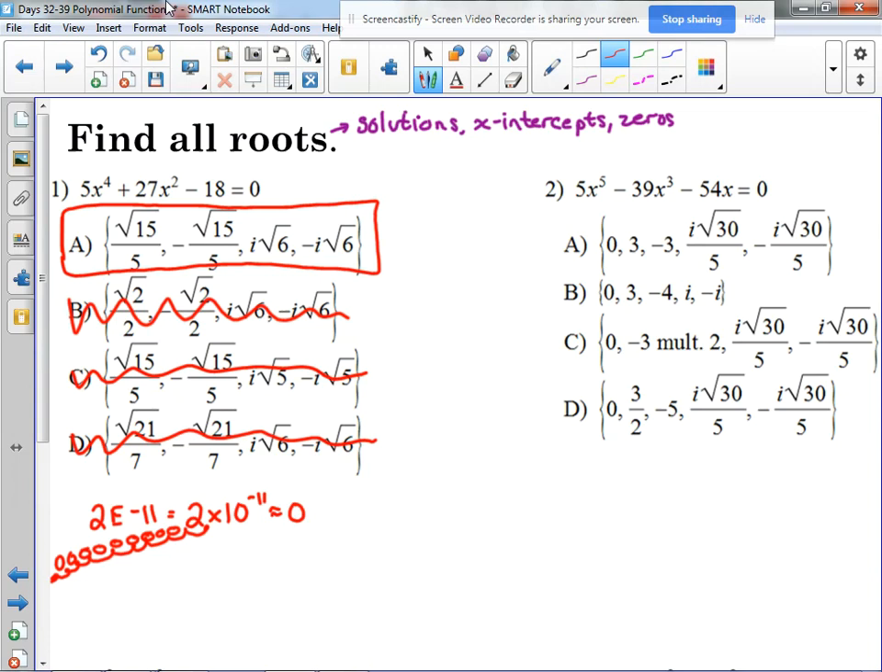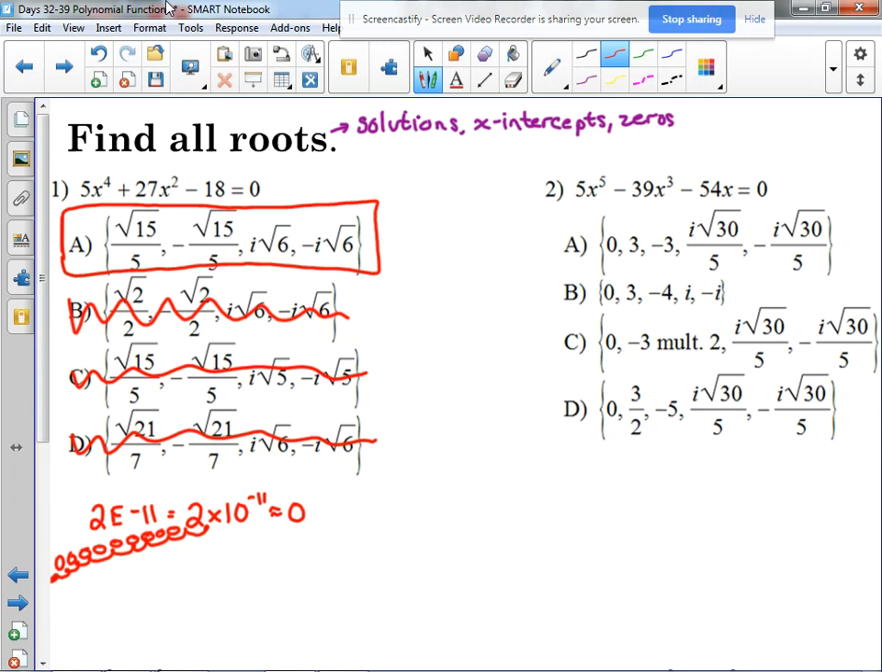Okay. So those are the 4 solutions. Notice they're separated by commas. Those are the 1, 2, 3, 4 solutions. 4th degree, 4 solutions to that equation.